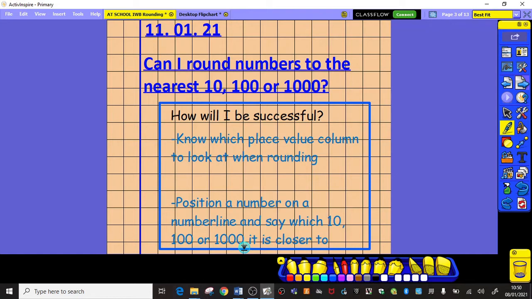But how you're going to be successful today is about knowing which place value column to look at when you're rounding. And also just have an idea about, if you positioned your number on a number line, the 10, 100 or 1000 that would come before it, or the multiple of 10, 100 or 1000 that would come after it. And I'll model that in a moment so that you're clear about that.